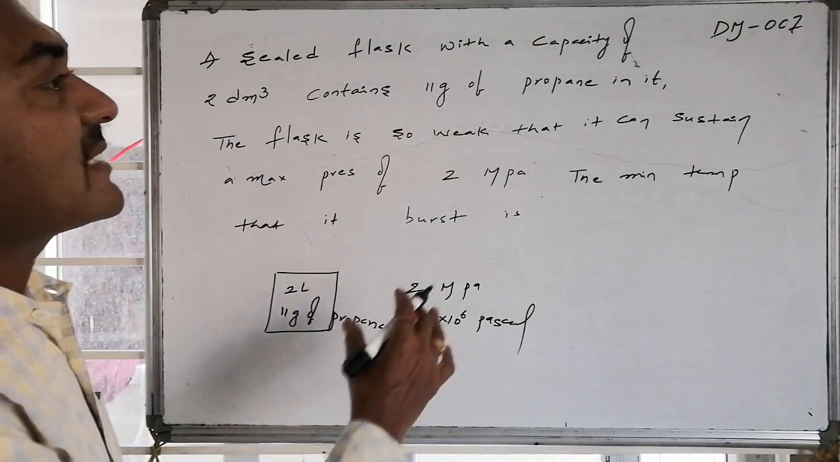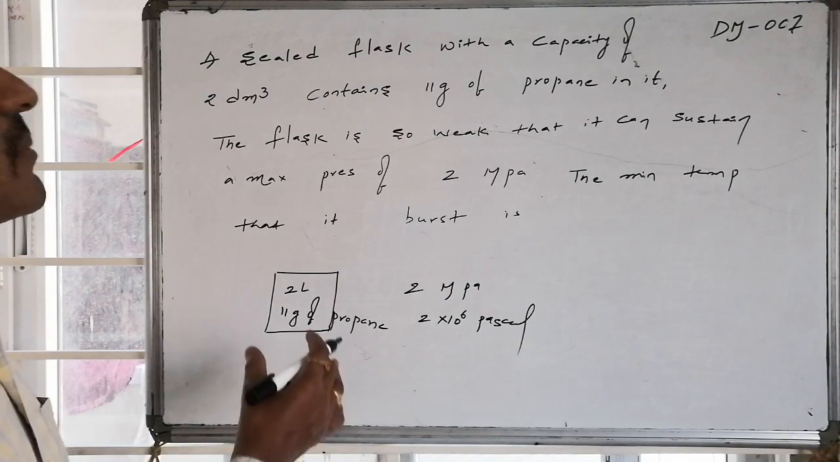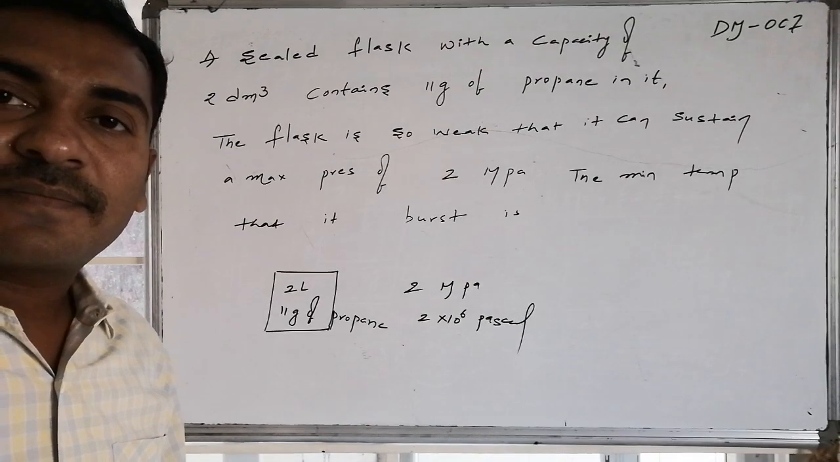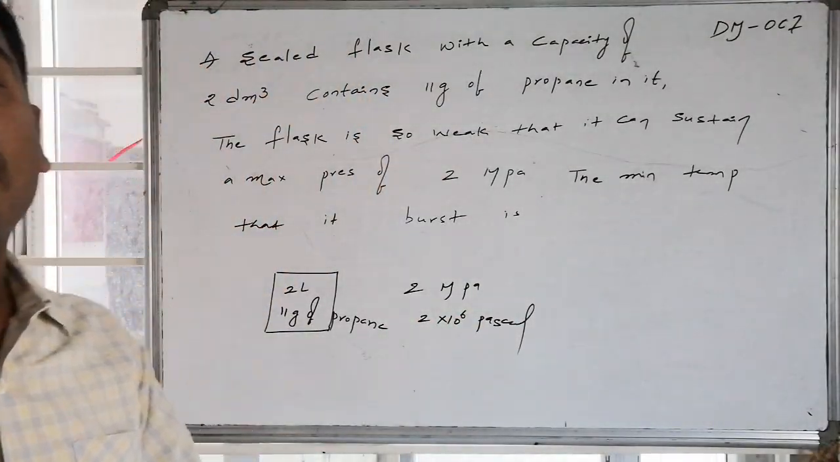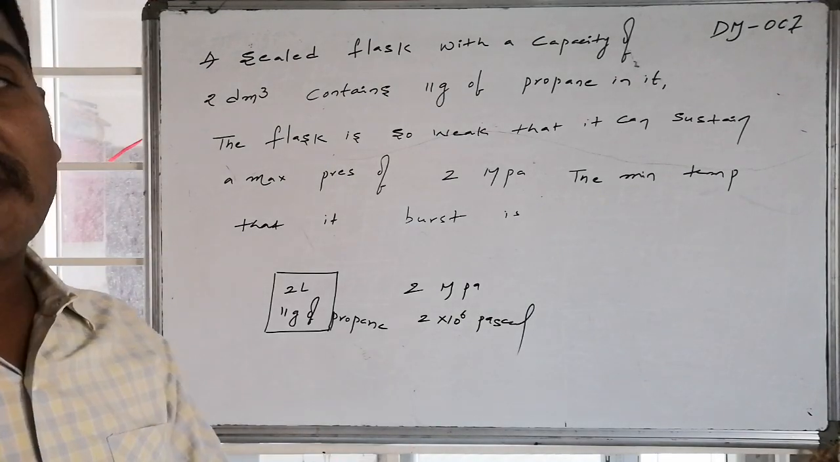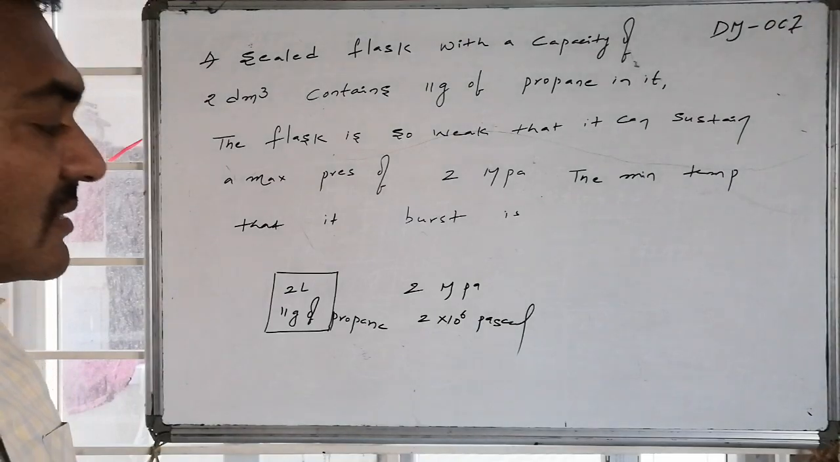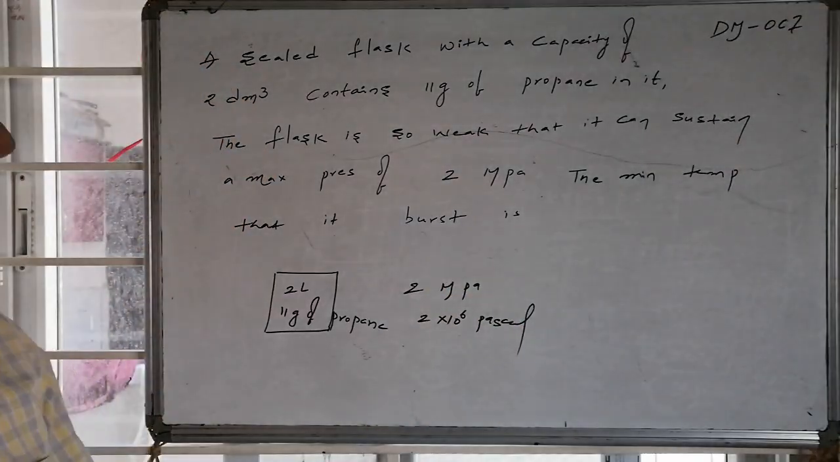Then the maximum temperature that it can sustain before it bursts is what we need. To solve this, we should go for the minimum temperature at which the bursting takes place, implying its energy should become equal to the energy related to 2 megapascals and 2 liters.